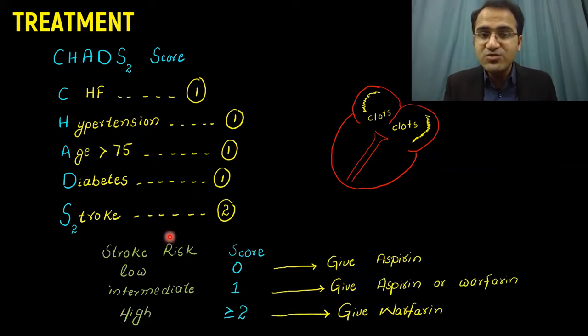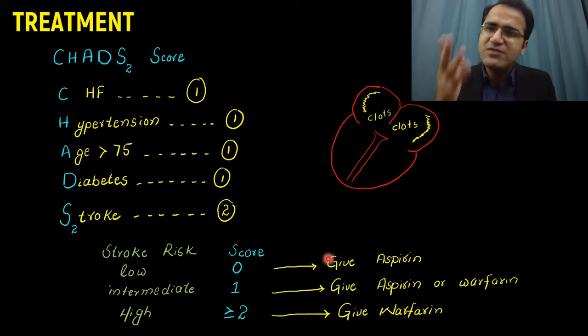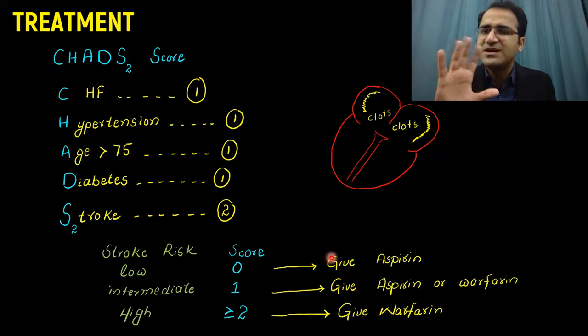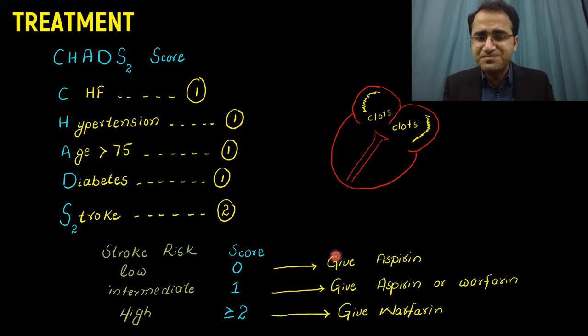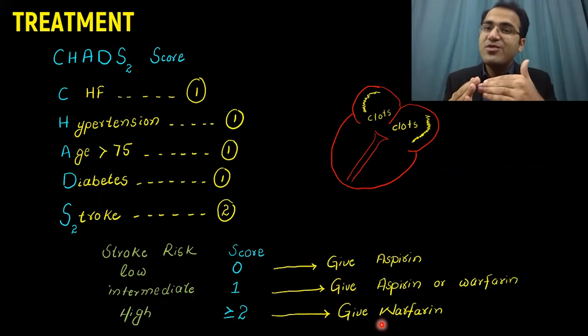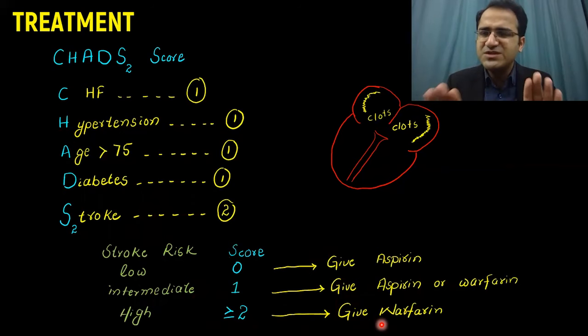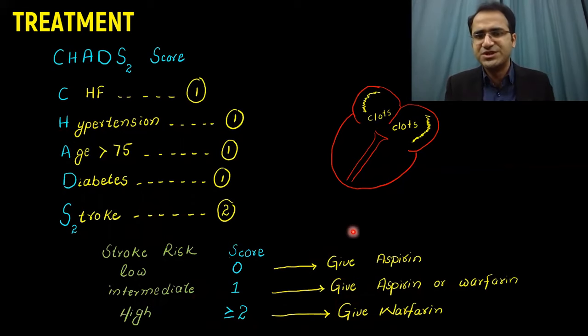You add up the score, and if the score is zero, the patient is at low risk. But since the patient has atrial fibrillation, we still give aspirin so that there is some anticoagulant effect and no risk of clot formation. If the score is one, the risk is intermediate and you give either aspirin or warfarin. If the score is two or more, you give warfarin. Remember, whenever we start warfarin, we give it with a heparin bridge. But in atrial fibrillation, that heparin for 7 to 8 days is not required. You can directly start warfarin in an AFib patient.